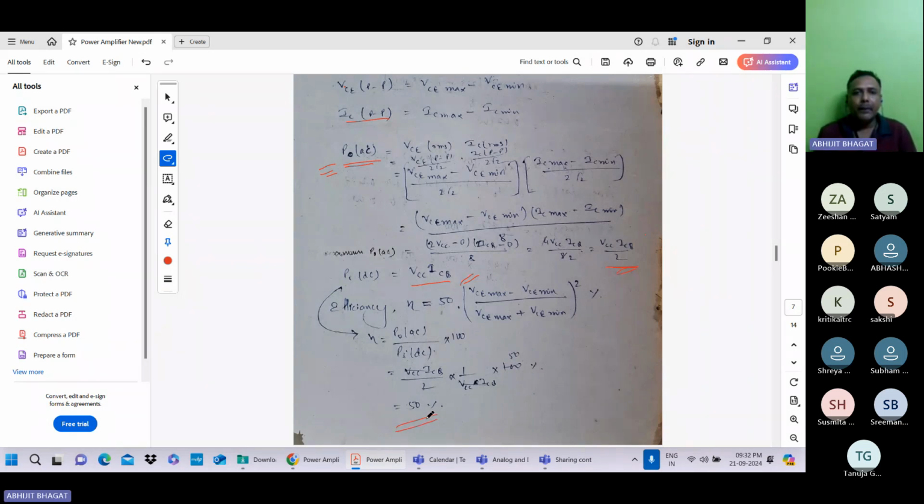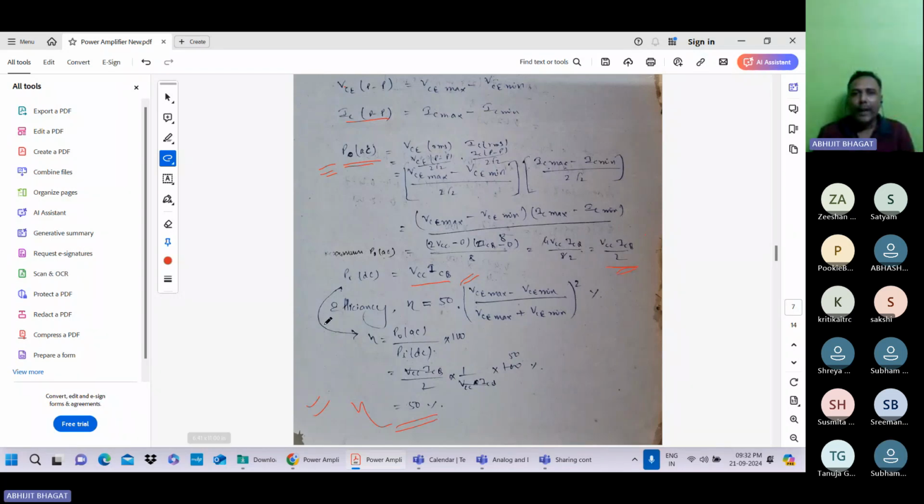So previously the efficiency was 25%. Now if you are using the transformer coupled power amplifier, then the efficiency is changed to 50%. Okay, so it is almost double compared to series FET. Is it clear?